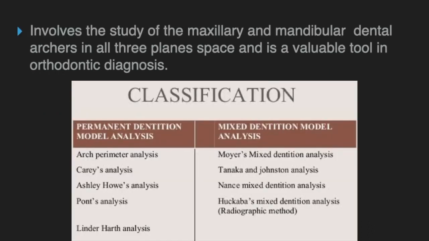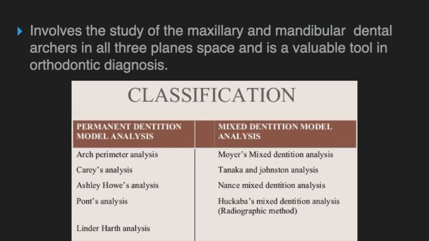Coming to model analysis. Model analysis involves the study of the maxillary and mandibular dental arches in all three planes and is a valuable tool in orthodontic diagnosis. Model analysis is further divided into permanent dentition analysis and mixed dentition analysis.